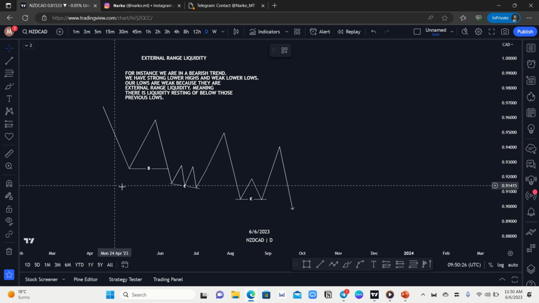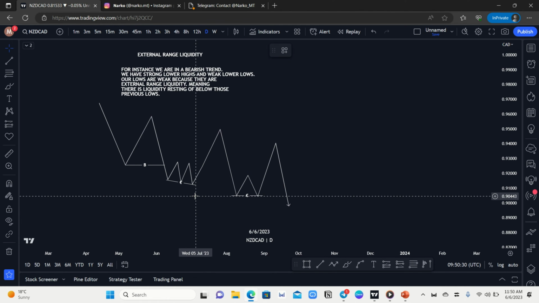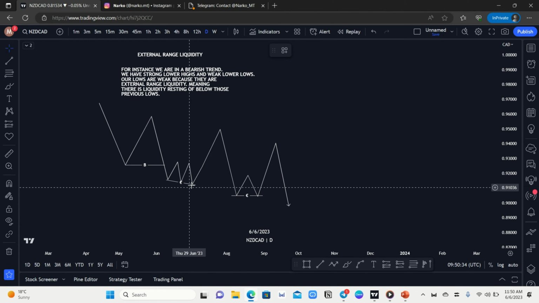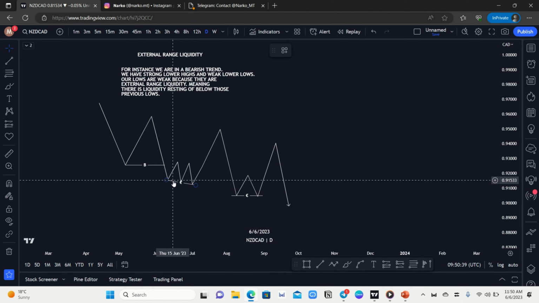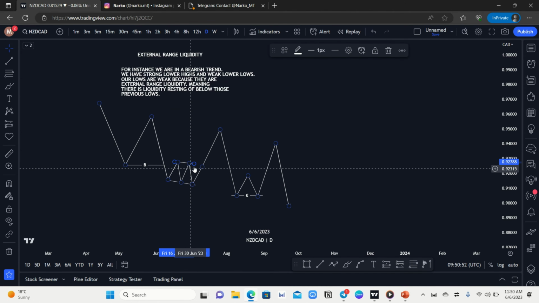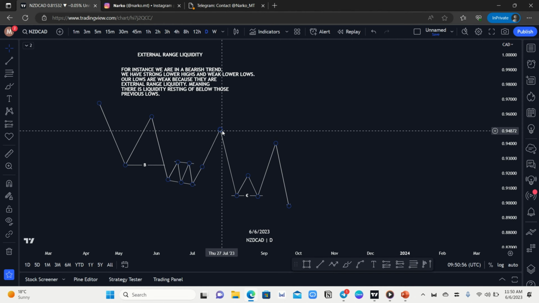That's the first type we have of our external range liquidity. Our second type of external range liquidity comes in the form of trend line liquidity. Whereby we have this little trend line here, it can be a form of a wedge or something like that. This one I'm drawing right now is a form of internal range liquidity because it's within this price action here.